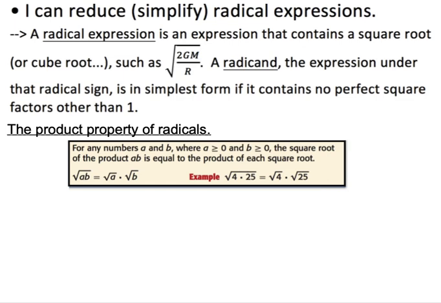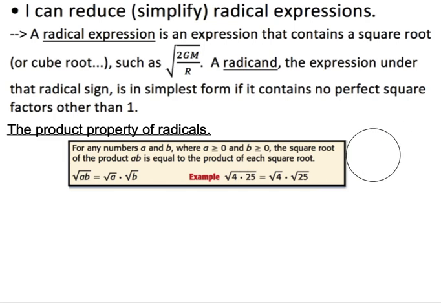A radical expression is an expression that contains a square root, or cube root, fourth root, or any other root, such as the square root of 2gm over r. That's an example of a radical expression. A radicand is the expression under the radical sign. By the way, if you have the square root of 2x, 2x is the radicand.